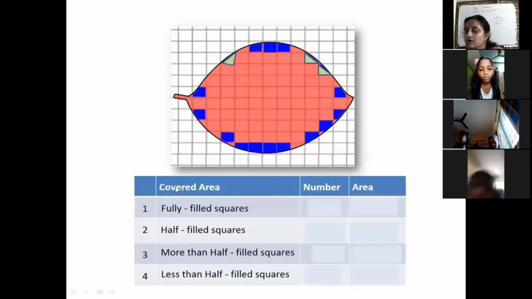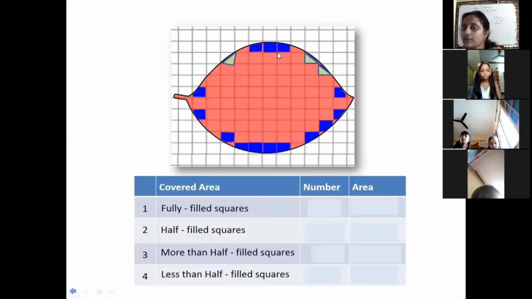Here, a table is given for us. In that, we have to write the covered area. How much do we have to write? The number of squares and area. Full squares. How many full squares have you counted?